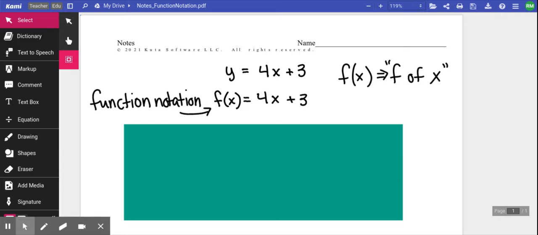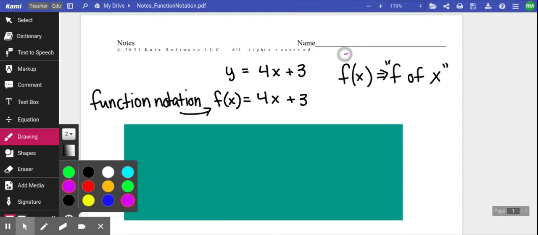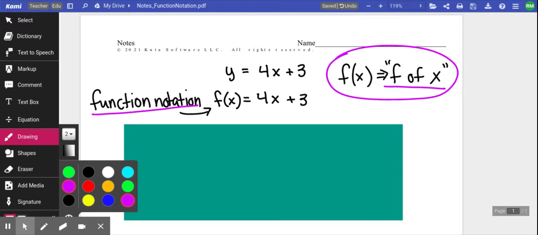Okay, we don't say it as f parentheses x. This is how we say it right here. So f parentheses x is really f of x. So this would say f of x equals 4x plus 3. So that's how we say it. And instead of using the y, we use this f of x, and we call this function notation. So, just a different way of writing it. It all means the same thing, different way of writing it.